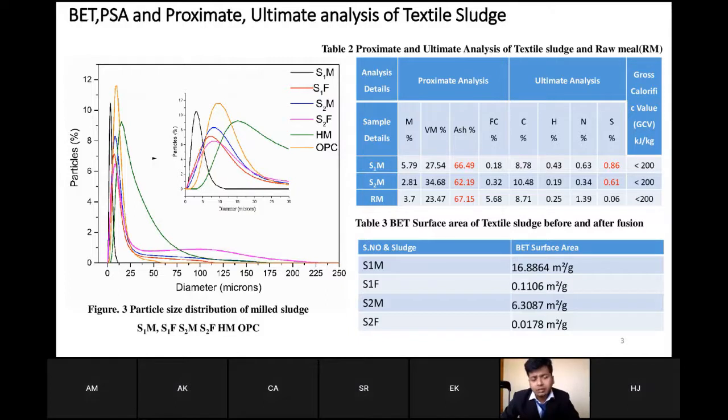So it was also compared with the RM. RM is nothing but raw mill. It was collected from the local cement industry, which is nothing but limestone and other clay, the raw material for cement manufacturing. From table 3, the BET surface area analysis was carried out, and you can see the surface area reduction from 16.88 to 0.1, which shows the particle agglomeration property of the textile sludge, that is, its fusibility, the ability to form clinker. These particles were confirmed by BET, and the same was confirmed using particle size distribution analysis, which is available in figure 3.